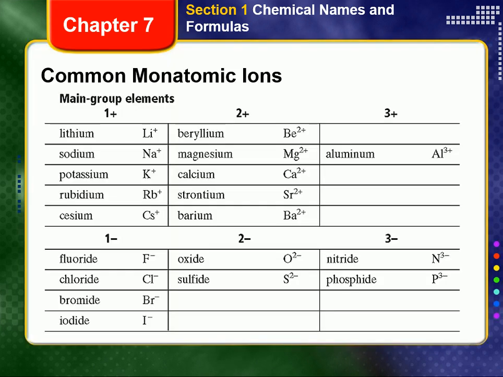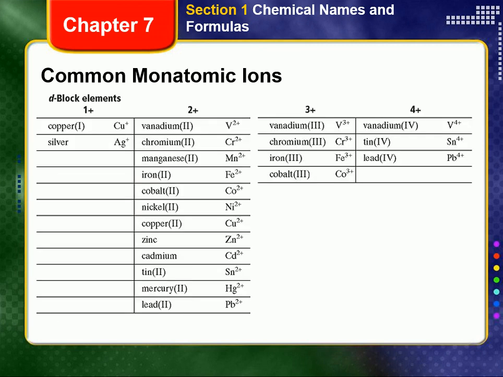The names and symbols of the common monatomic cations and anions are organized according to their charges in Table 7-1 on page 205 of your text or on the screen now. The names of many of the ions in the table include Roman numerals. These numerals are part of the stock system of naming chemical ions and elements. You will read more about the stock system and other systems for naming chemicals later in this chapter.